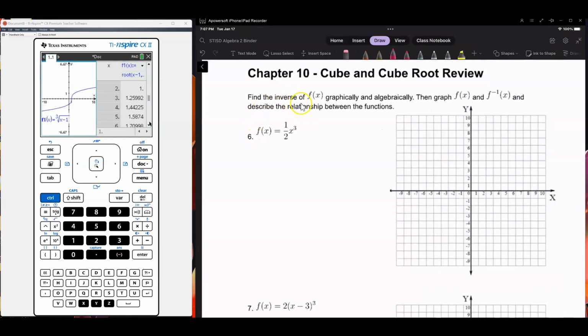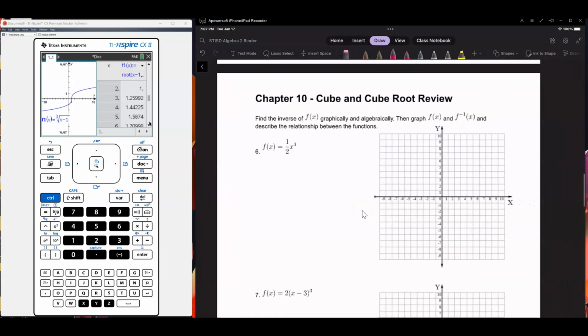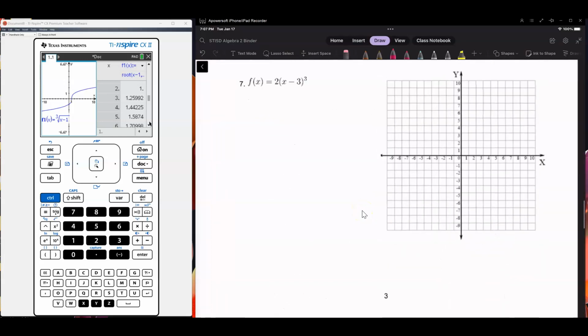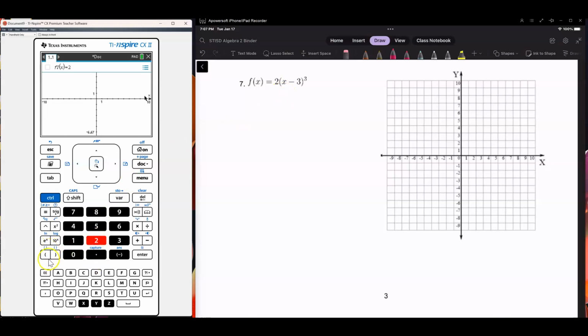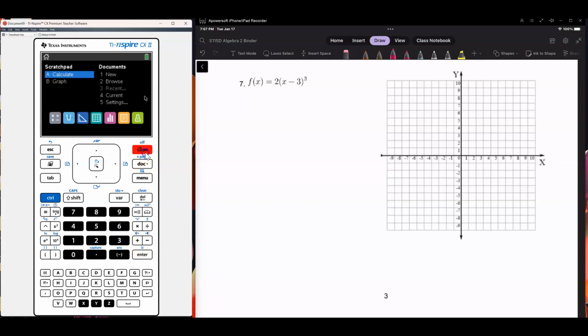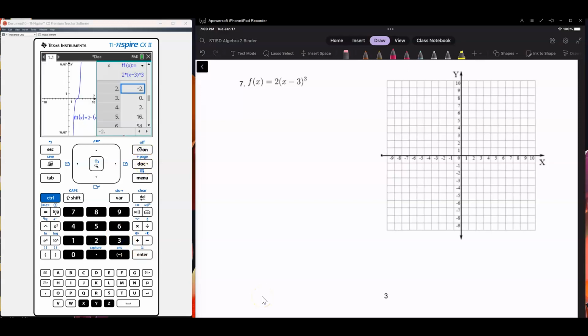Find the inverse of f of x graphically and algebraically, and then graph the function and the inverse and describe the relationship between the functions. So this is your function. So let's graph that first. So we're going to go ahead and do another graph, a cubic graph. So we have 2 parentheses x minus 3 raised to the third power. And I'm going to go ahead and graph this first.